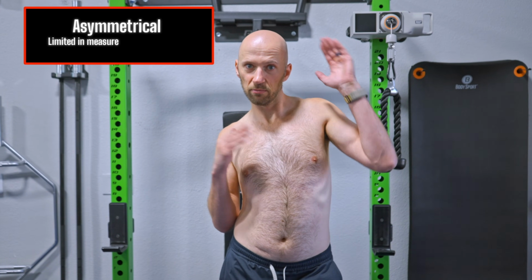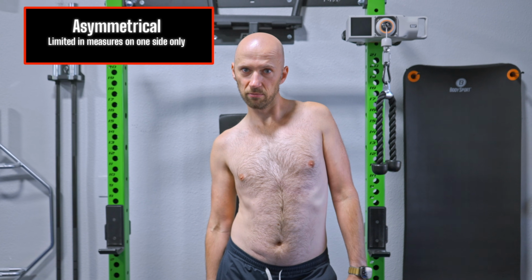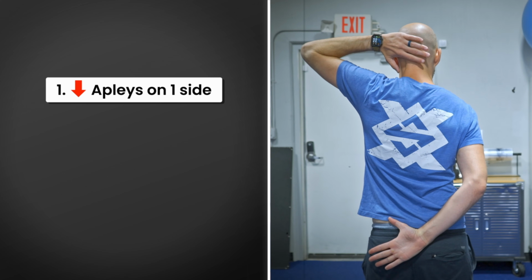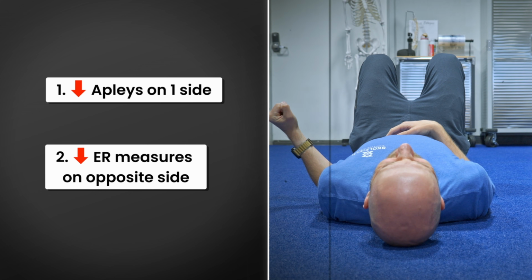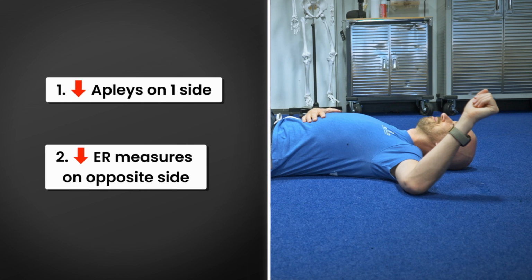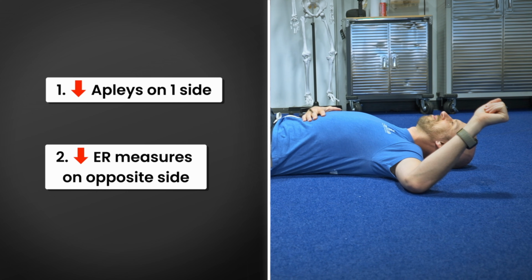This is the person who has legit side-to-side differences. That means one Apley's test is really limited compared to the other, and you have limitations in shoulder external rotation at 90 and 0 degrees on only one side. Now that you know which camp you're in, let's talk about specific exercises you can use to improve your overall mobility and fix those upper body problems.